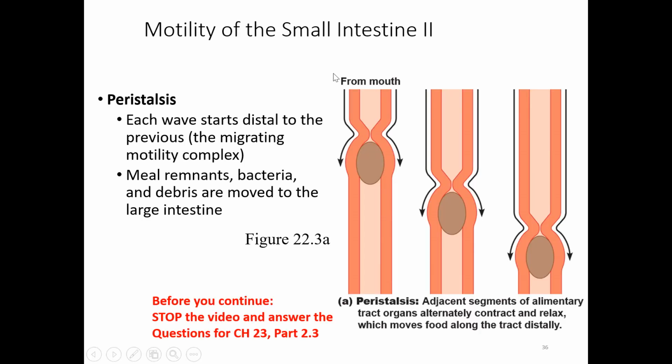juices. When most of the food is already absorbed, everything that we do not need and do not want to absorb, which would be meal remnants, tough fibers, bacteria, debris, everything else should be just moved to the large intestine for elimination later. And that movement is called peristalsis. So contraction of the wall of the small intestine moves that part of unabsorbed food further. The next contraction keeps moving it along the small intestine until it enters the large intestine.